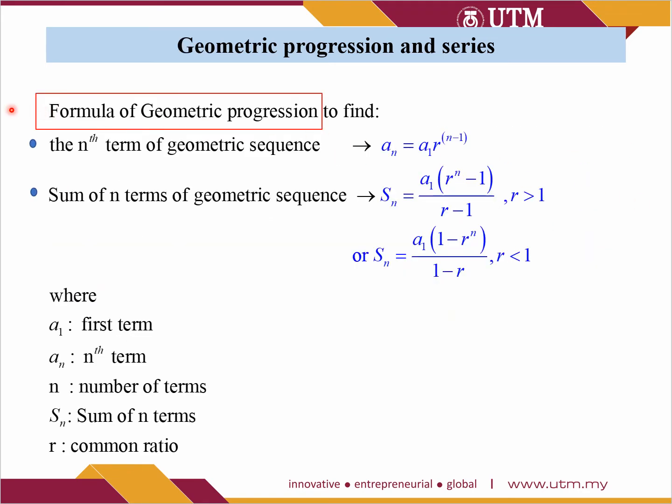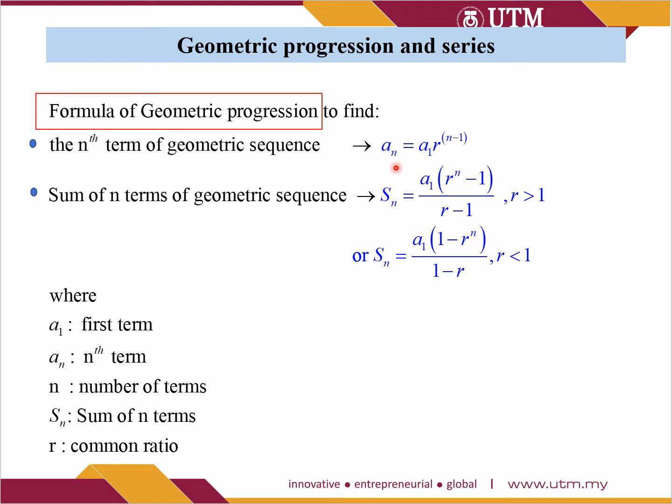So the formula of the geometric progression, okay, in order to find the nth term of a geometric sequence. So this is the formula. Given that the formula is a sub n equals a1 times r to the power of n minus 1. Given that a1 is the first term, r is the common ratio, where to get the common ratio, we need to find the second term divided by the first term, or the third term divided by the second term. Okay, and n is the number of terms.